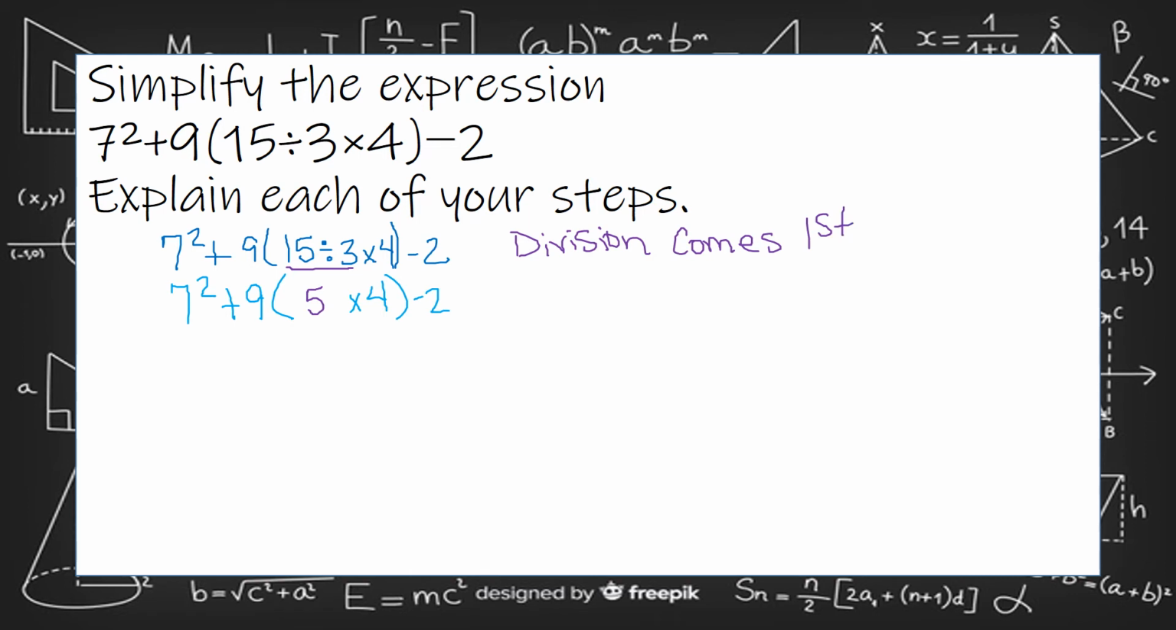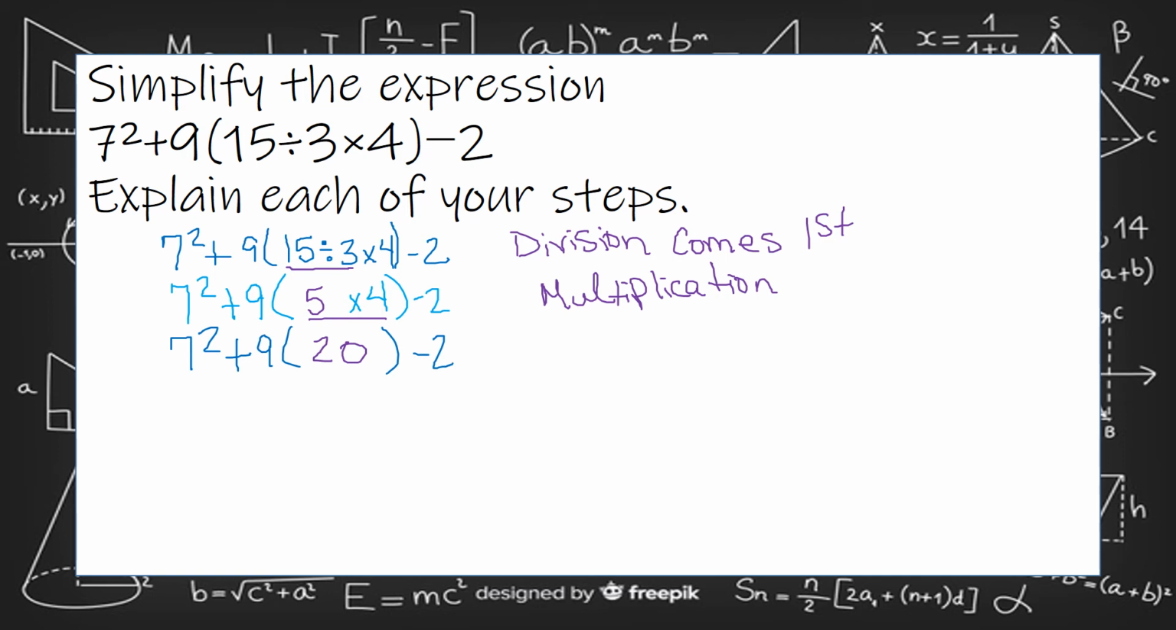Now we have 5 times 4 still in the parentheses. So we're going to do multiplication. And just naming those steps, what you're doing each time, will suffice. 7 squared plus 9, 5 times 4. 5 times 4 is 20. And now we have 7 squared plus 9 times 20 minus 2.